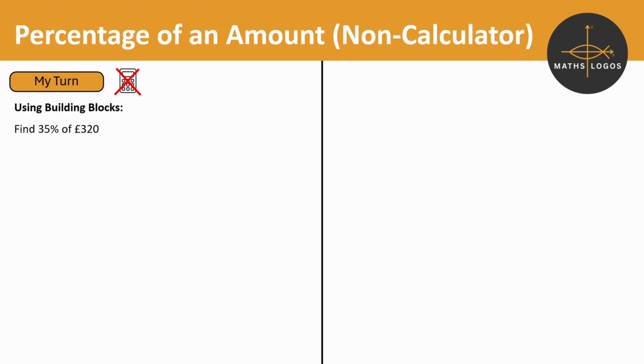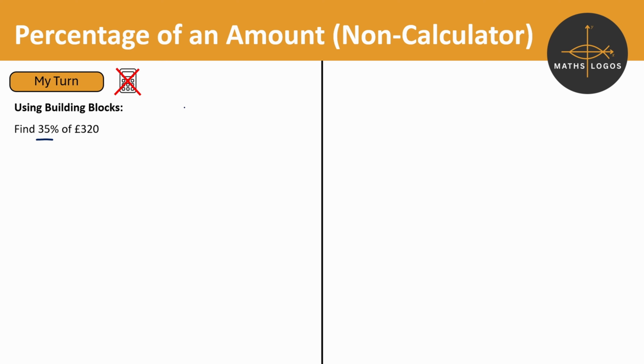Our next example is a little bit trickier. We're going to use the building blocks that we looked at in the first few examples. So it says find 35% of 320. The first thing I want to do is actually construct 35%. Think about what percentages would I need to add together to get this. And of course, there are different answers to that.